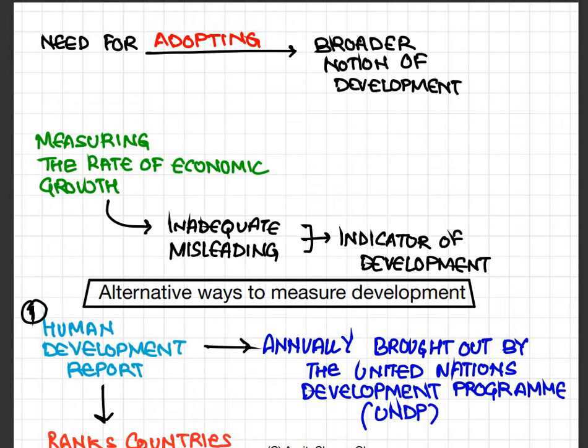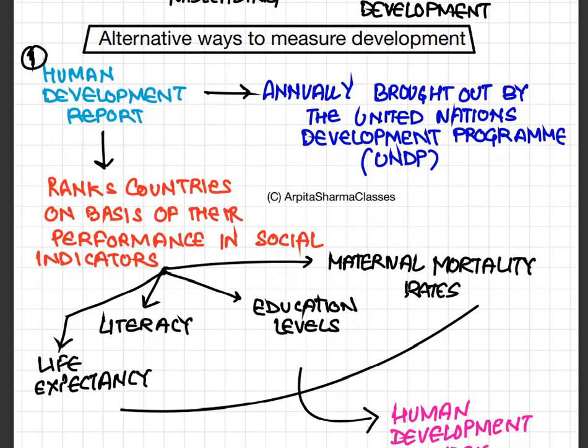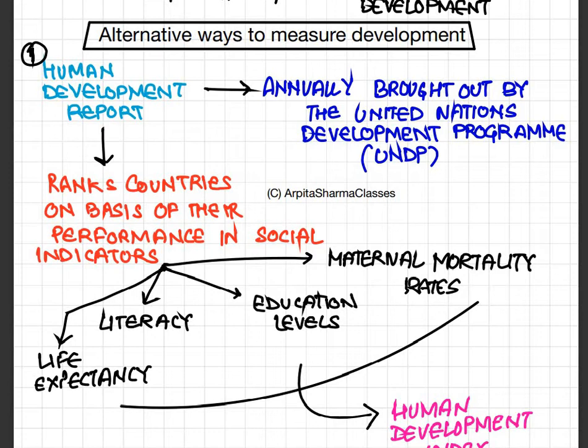Now, when I say a broader notion of development, what can be the solutions or alternative ways to measure development in a positive manner? First way is through the Human Development Report, which has been launched by UNDP. It is annually released by UNDP, the United Nations Development Programme, and it ranks countries on the basis of their performance on literacy, life expectancy, education level, maternal mortality rates, etc.